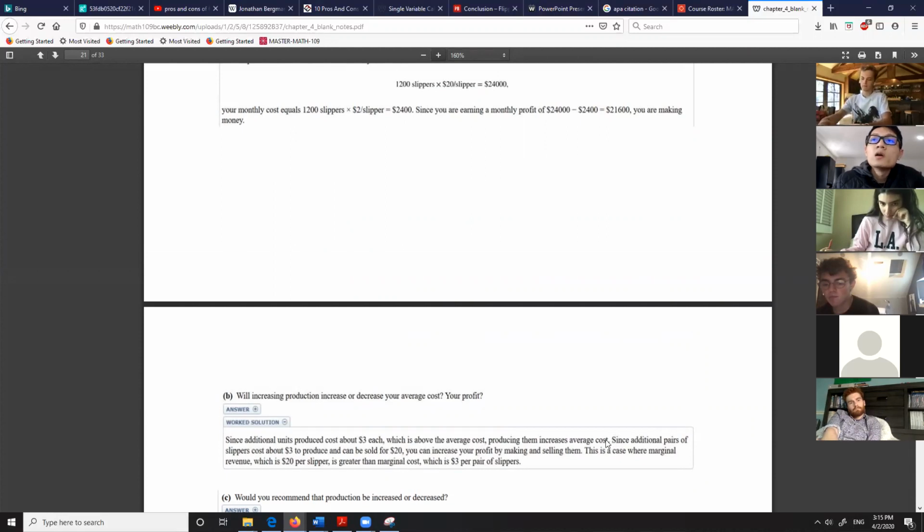And then the next part, because the additional pairs of the slippers cost about $3 to produce, and you are selling that back with $20, then you are gaining what? $17 for your profits. So you make a lot of profits when you sell each pair. You spend $3 to make them, but you sell them back with $20. So you gain $17 when you sell each pair. So yes, the profits are also going up, increasing. So the answer is, as you increase the quantity, the number of items, you are making a lot more profits, and your average cost is also increasing.